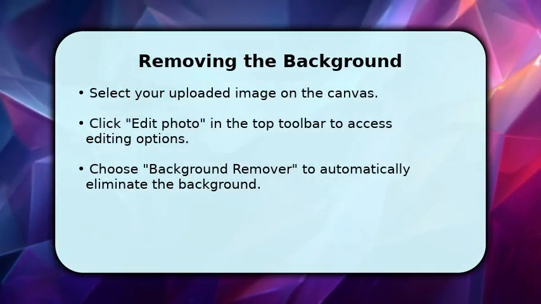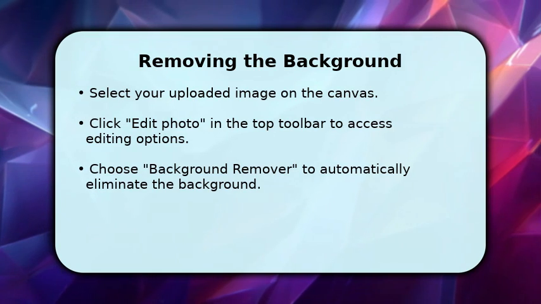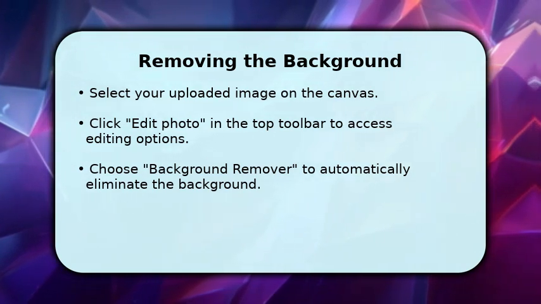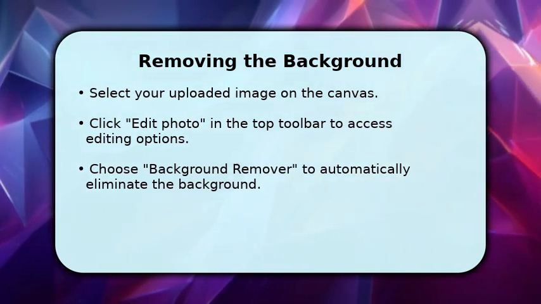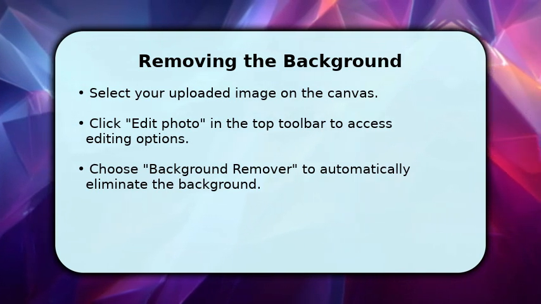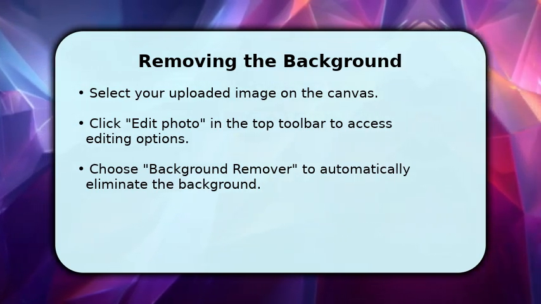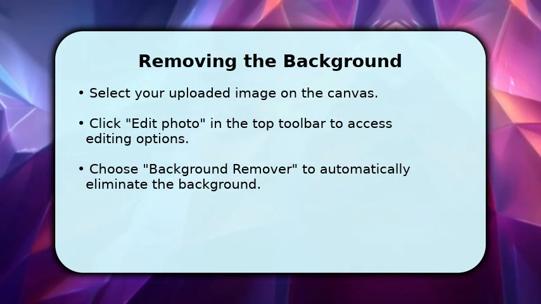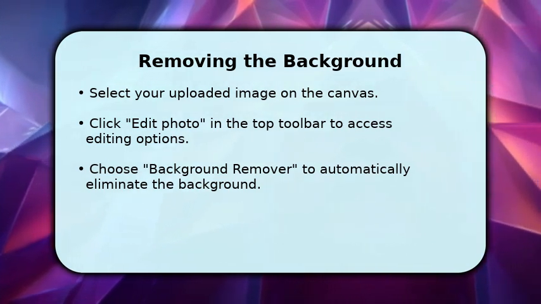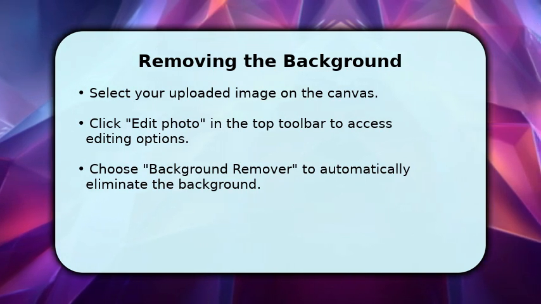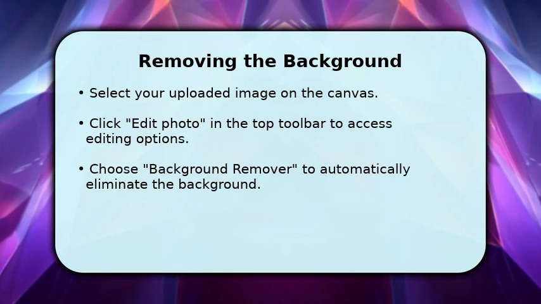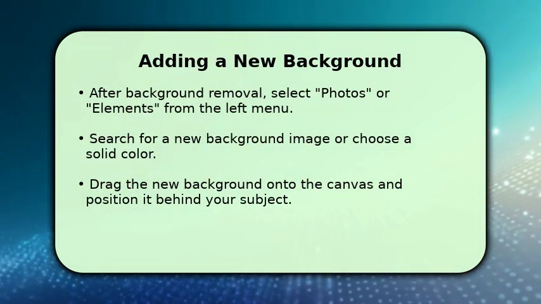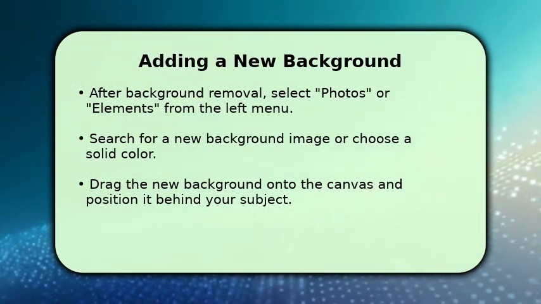Once your image is on the canvas, click on it to select it. You'll see an Edit Photo button appear in the top toolbar. Click this button to reveal a range of editing tools. Look for the Background Remover feature, which is usually found under Tools. With just one click, Canva's AI will work its magic, cleanly separating your subject from its original background in a matter of seconds. Now that your subject stands alone, it's time to add a fresh backdrop.